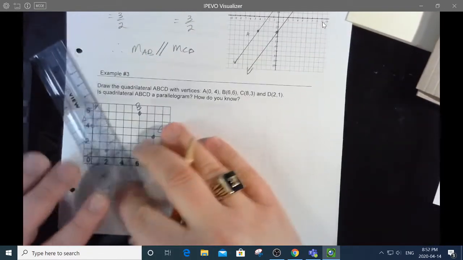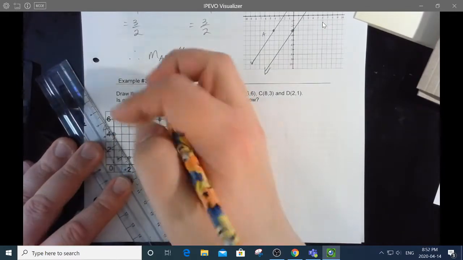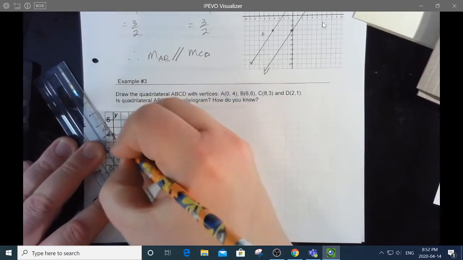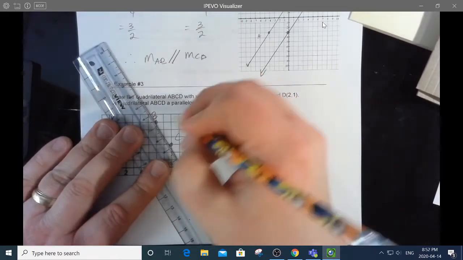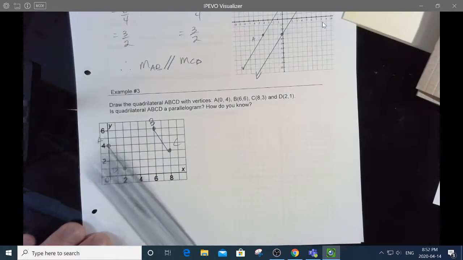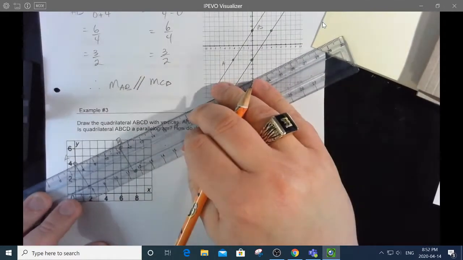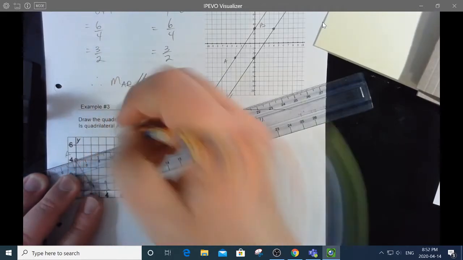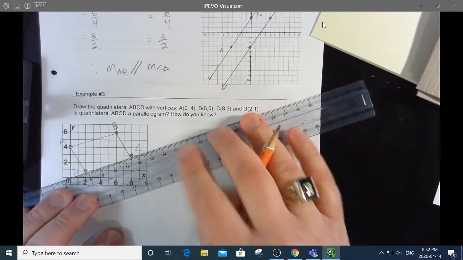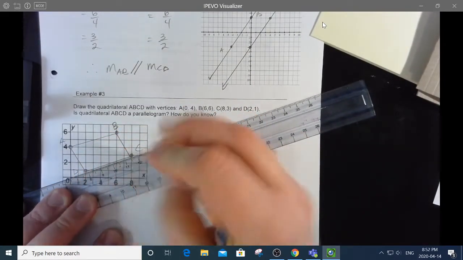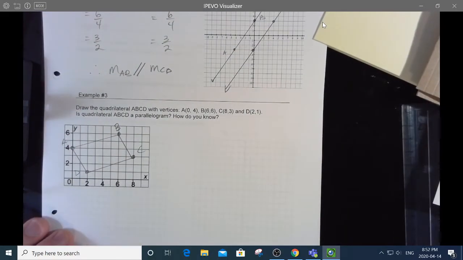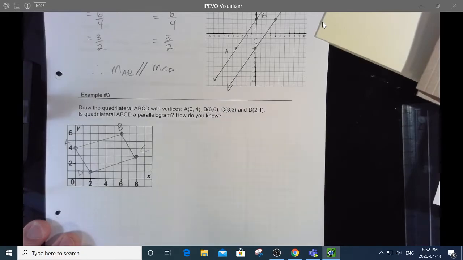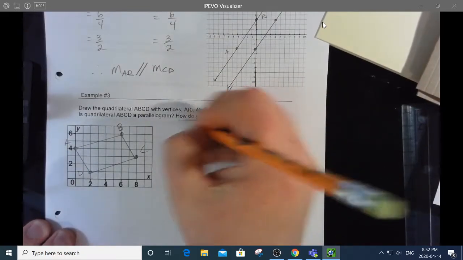Okay, I'm joining points. Joining points, joining points. And I'm getting kind of sloppy in the way I'm drawing, even though I'm using a ruler. There we go. Okay. Is that a parallelogram? Well, looks like it might be a parallelogram. How would I know if it's a parallelogram? You know how I'd know?